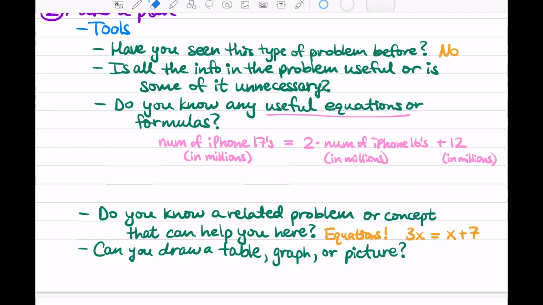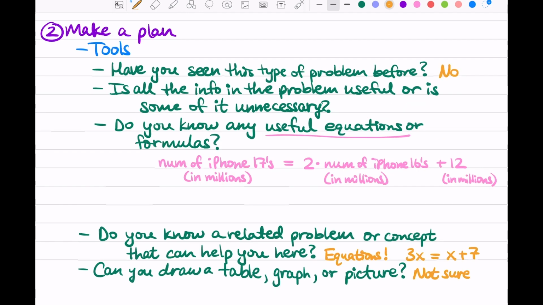Let's take a look at our last question, just in case. Can you draw a table, graph, or picture? I'm not sure. It doesn't seem like there's anything we can draw here. Let's just put not sure. All right, so those are some tools for creating our plan. And it seems like this tool right here was the most helpful. We want to find the number of iPhone 17s that Apple sold, and it looks like we have an equation here that can figure it out.